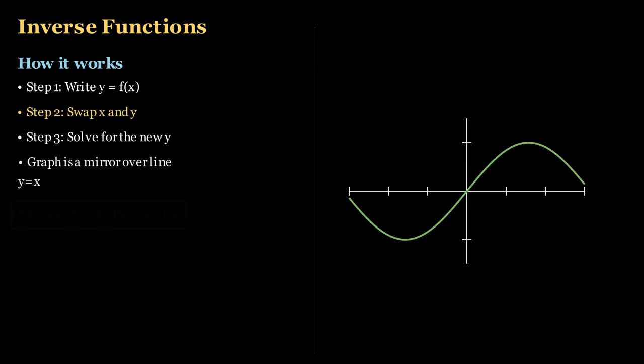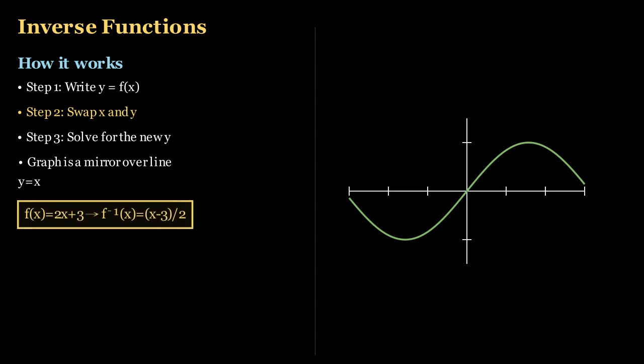Visually, a function and its inverse are perfect mirror images of each other across the line y equals x. If a point (a, b) is on the original graph, then (b, a) is on the inverse graph.